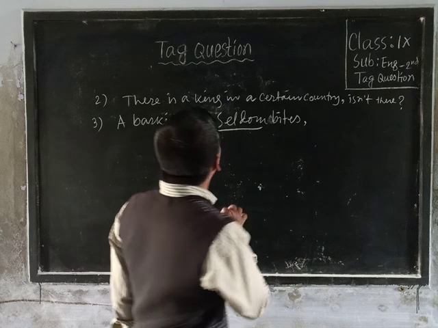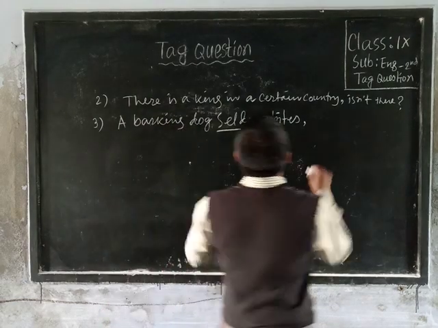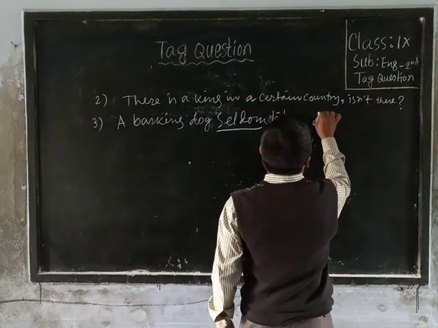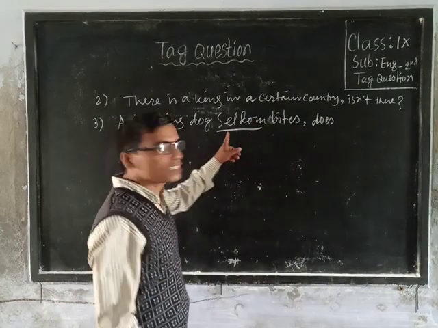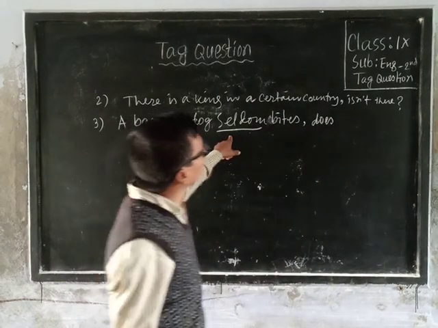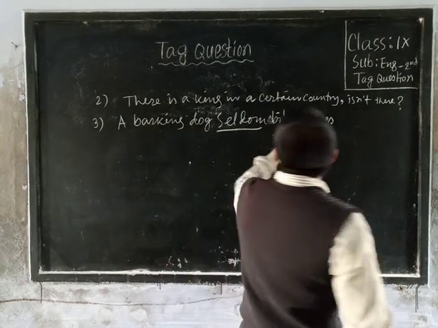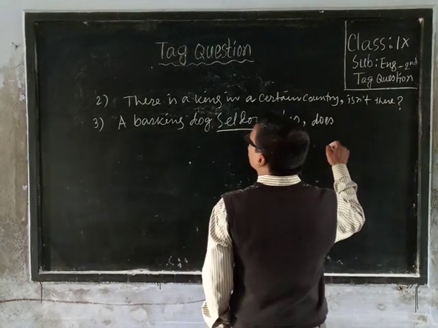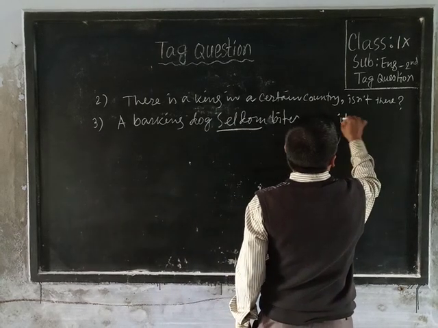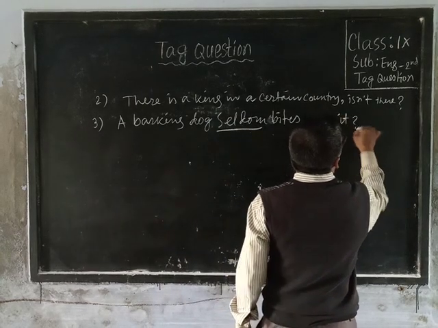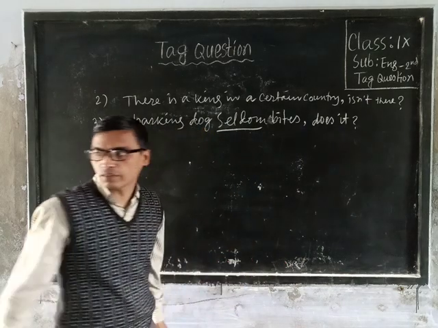So dear students, "bites" means "does", and as the sentence is negative, we will use an affirmative tag here. And what pronoun will we have? A barking dog, that is "it". And after that, a note of interrogation mark.